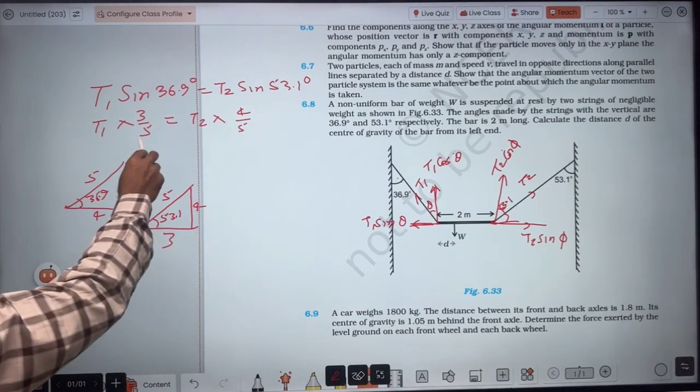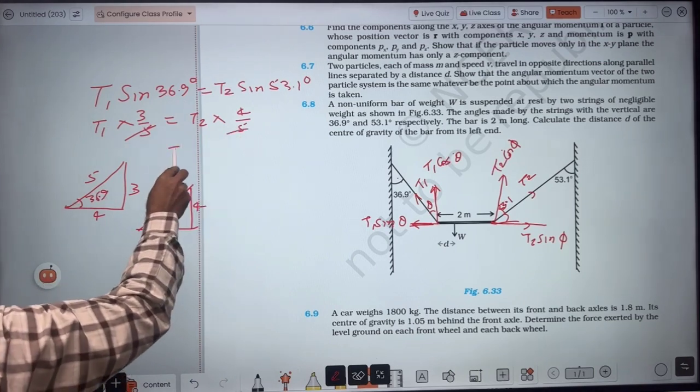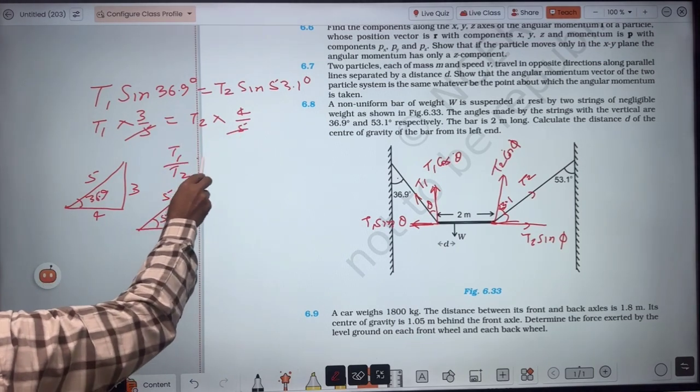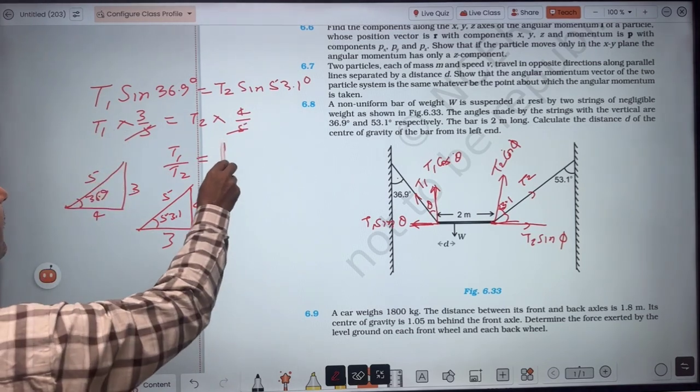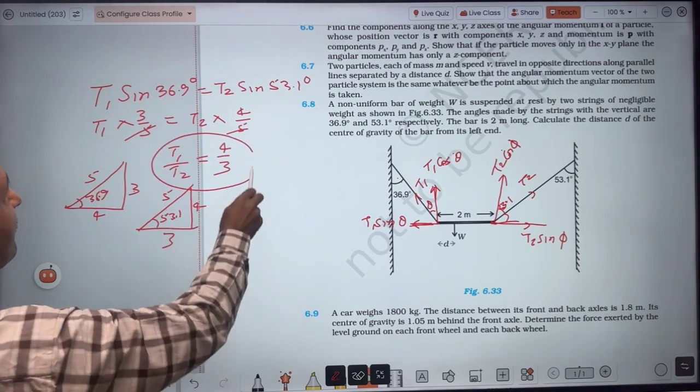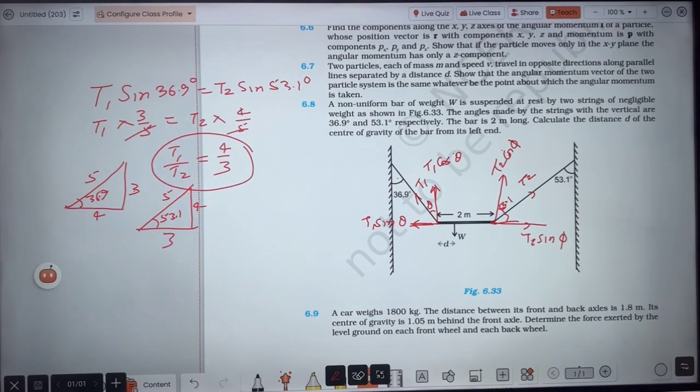So you have got one relation, 5 will cancel out. So either you get T1 upon T2 from here, so that will be T1 upon T2 will be 4 upon 3. This is one relation. I think this point is clear.